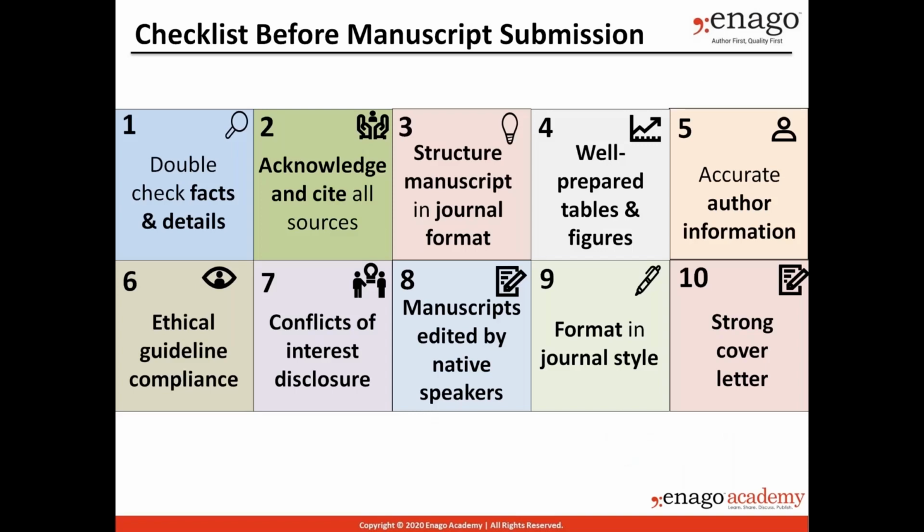So, wrapping up this talk, once you have prepared your manuscript and before you click the submission button, I would say there's a checklist of 10 different points that you need to go through. One is double check facts and details, acknowledge and cite all sources, structure the manuscript in the journal's format, ensure your tables and figures are well prepared, having followed the guidelines, ensure that the affiliations of all authors are correct, ensure any ethical guideline has been followed and you are fully compliant with the requirements.